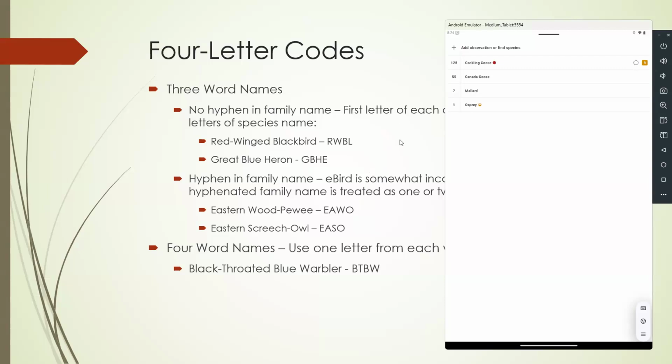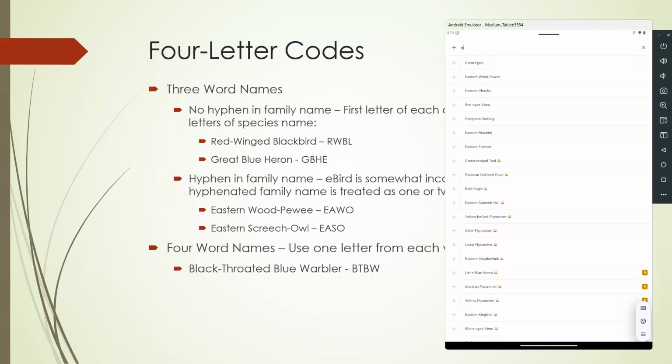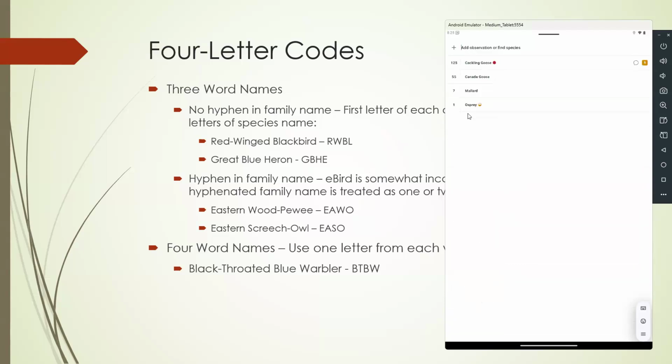But again, the good news is, if I do Eastern wood pewee, I'm already there at EAW. I don't have to figure out what that 4th letter is. And the same thing for Eastern screech owl. The list gets pretty short by the time I'm on EAS. So EASC doesn't hit, but EASO does. So you go through that.